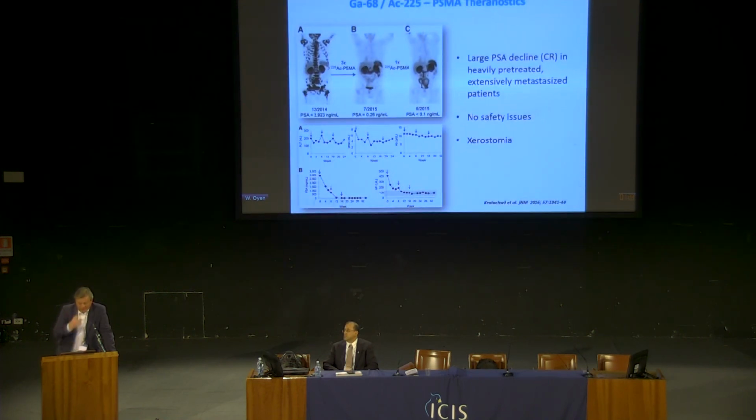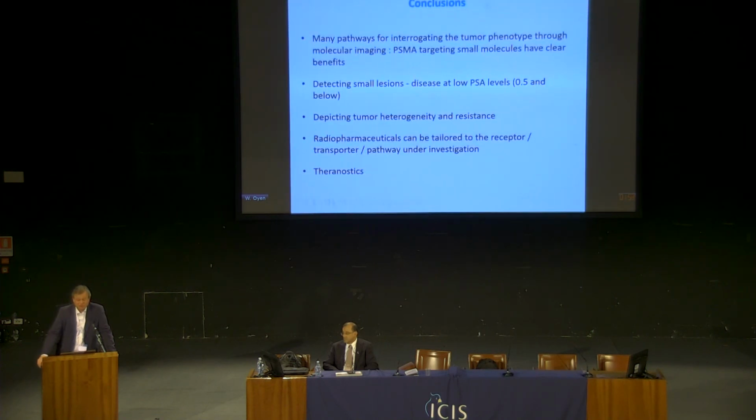And the next kid on the block is that we switch the beta emitters for alpha emitters, where there is an even larger decline in PSA, even more tumor cell kill. And the patients do experience some side effects, mainly xerostomia, because the salivary glands also express the androgen receptor. But let's say the effects in heavily pretreated patients just falls short of spectacular.